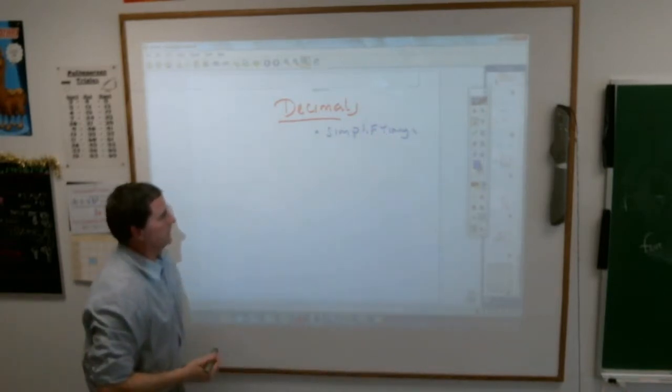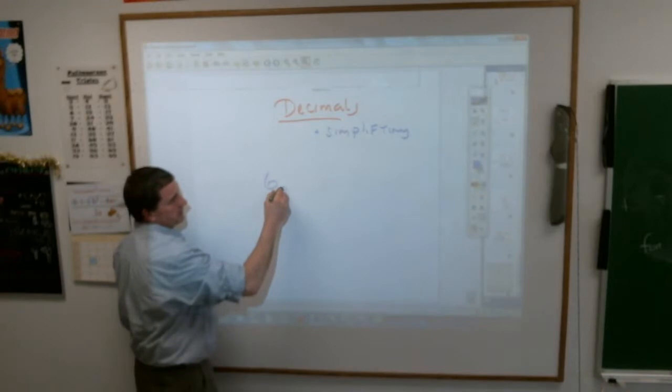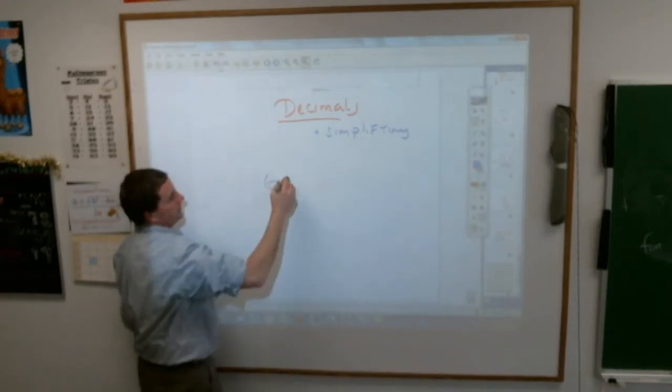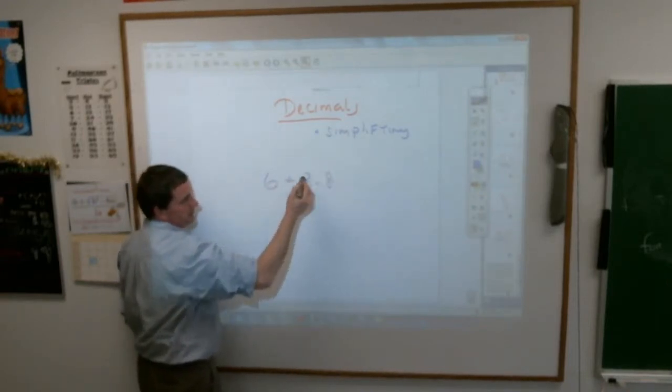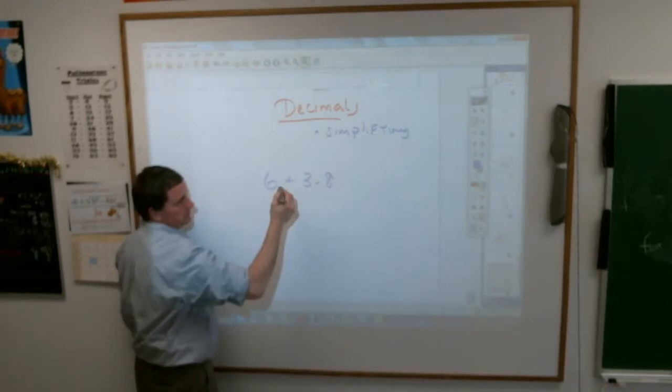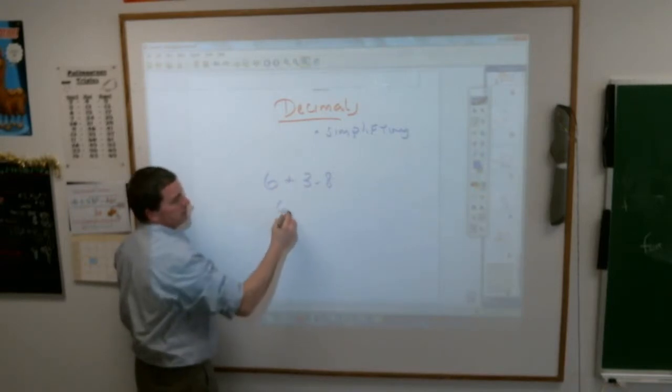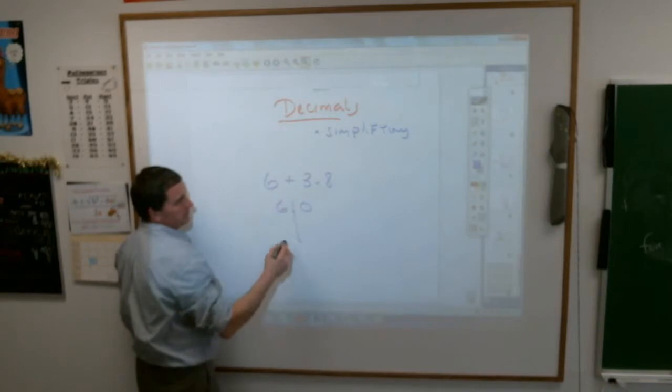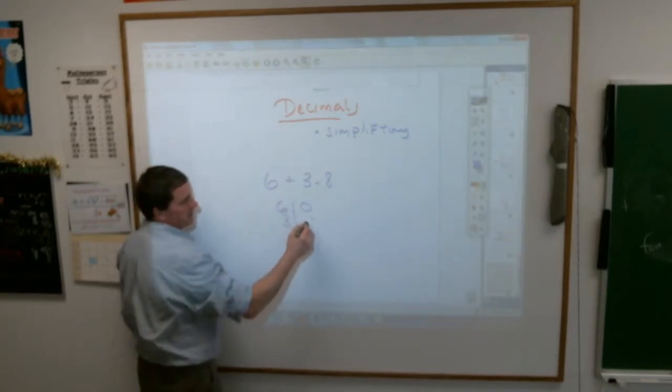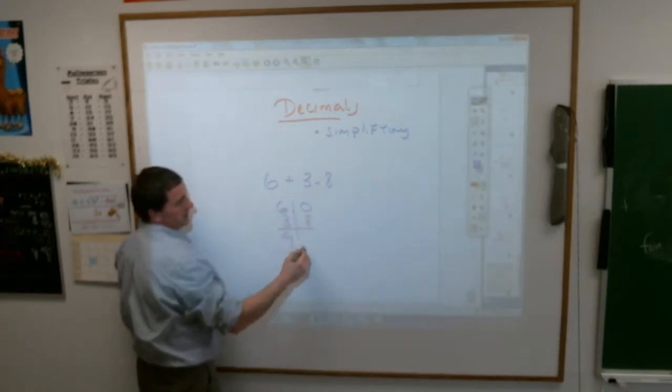Just like when you are adding decimals, if you have 6 plus 3.8, you are allowed to add zeros so that when you line up decimals, you get something that adds up nicely.